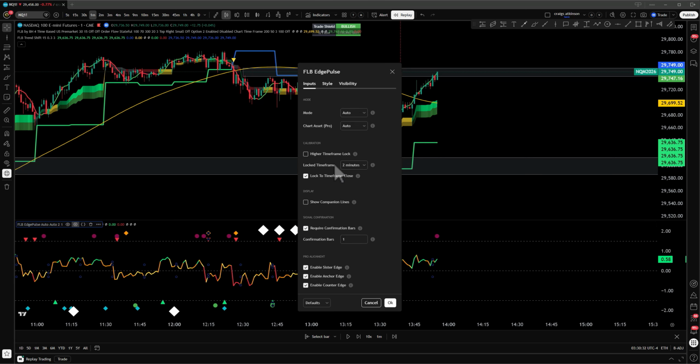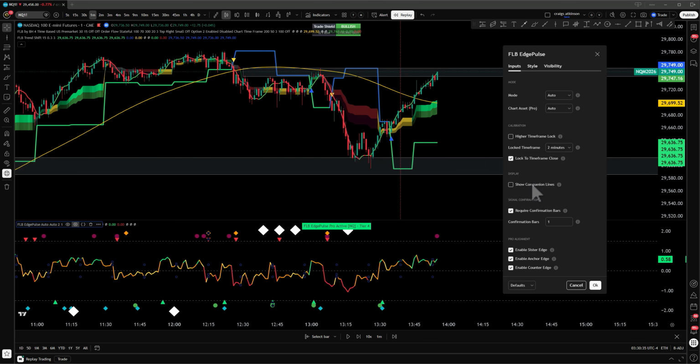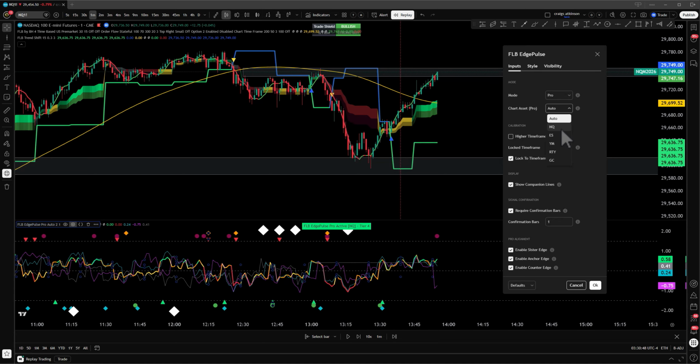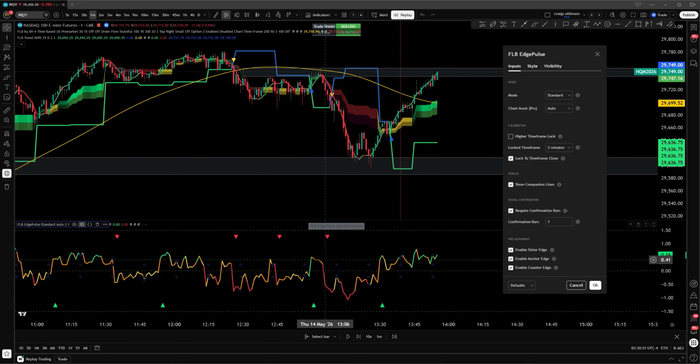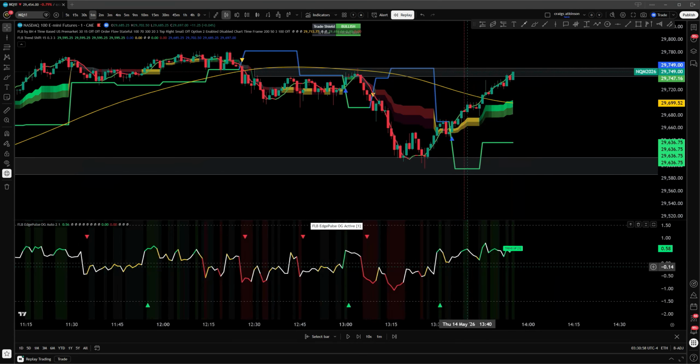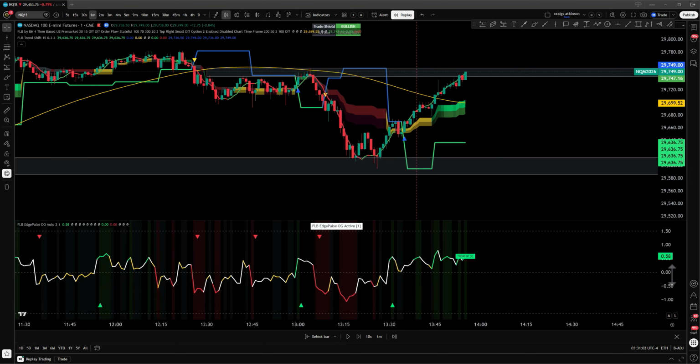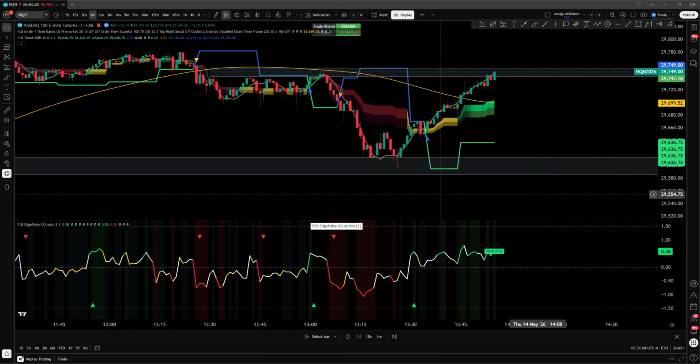But I've got my Edge Pulse just to show you. I've got the companion lines off, or I'm going into the OG mode like this. So this is OG, right? And then we have our Pro, and then we have our Standard, which is pretty much OG, but just a little different. I'm going to show you with this before we get into the other ones with the other lines and the reason for them even being there.